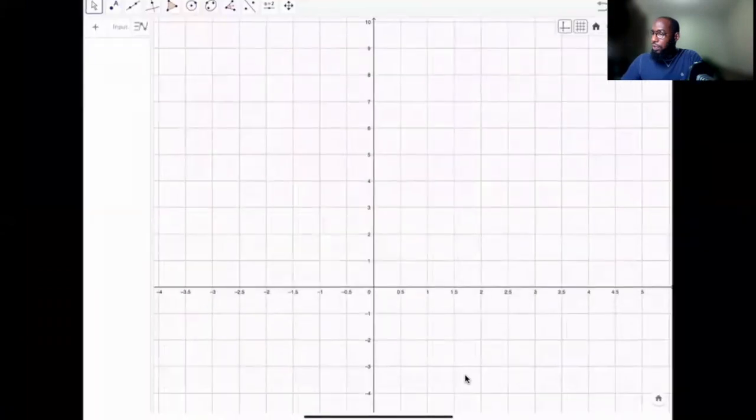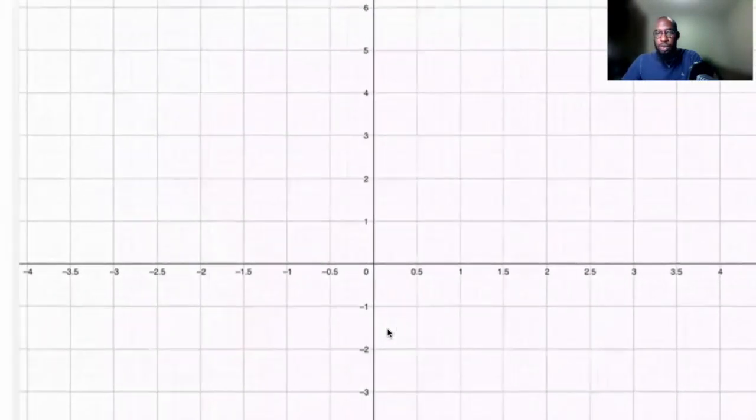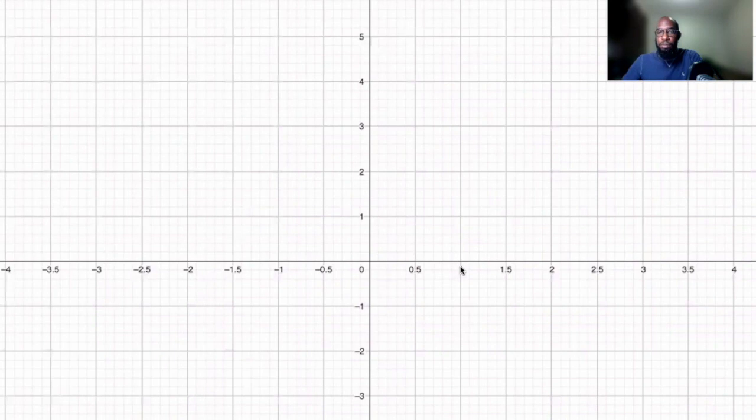So if we look at this grid, let's deal with the x first. 2 centimeters to represent 1 unit. So it means we have 1, 2 centimeters, this is 1. 1, 2, this is 2. 1, 2, this is 3. 1, 2, this is 4, so on, right?